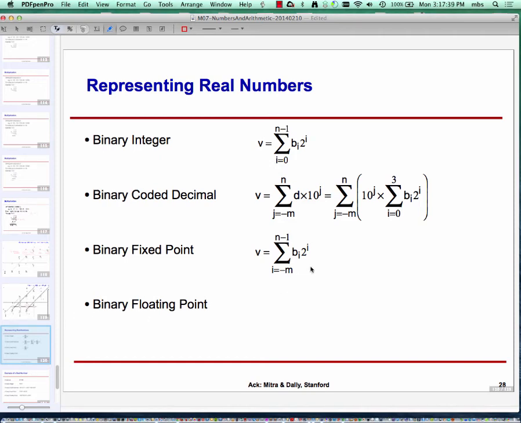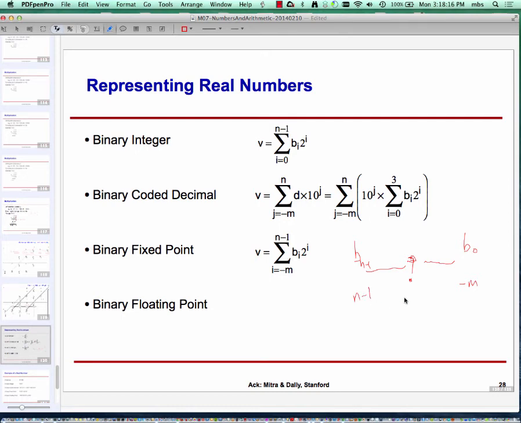Fixed point basically says that if I have n bits, which go from b to the power n minus 1 through b to the power 0, we'll say that our point is out here, some location out here. That's another way of saying, let's say I had some bits to the right, some bits to the left. My weights for the bits go from some position minus m to something out here, which we are calling n minus 1.